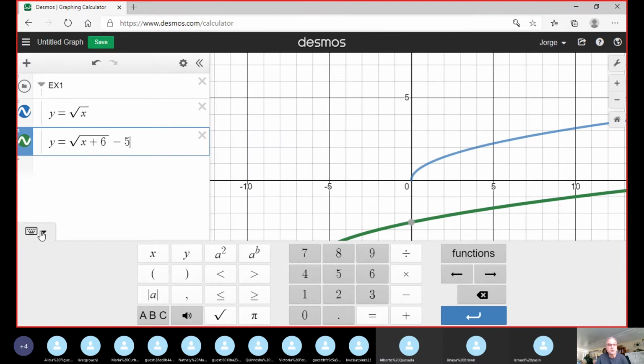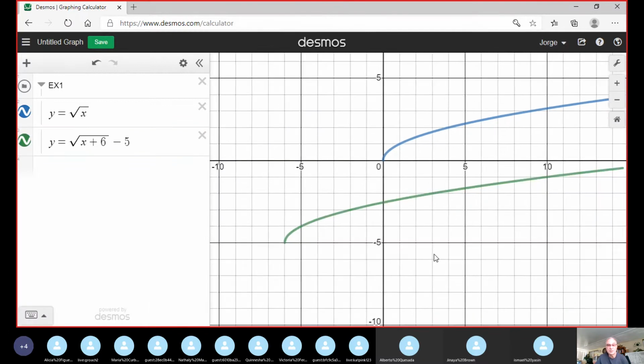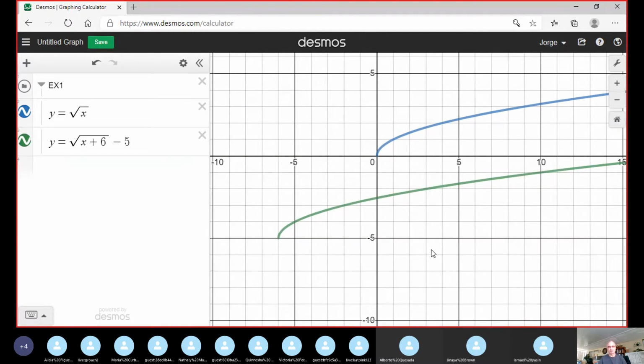Let me try to understand this. Look at that. I can see the original is blue. The transformation is green. We are doing 2 transformations. The first is a horizontal shift 6 units to the left, and minus 5 units down, a vertical shift. Any questions?